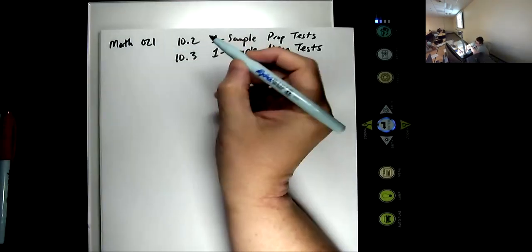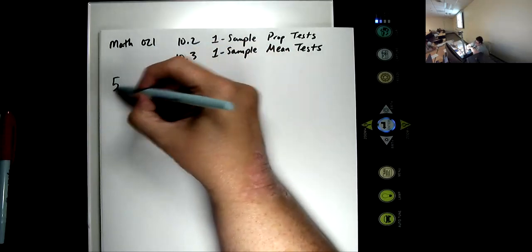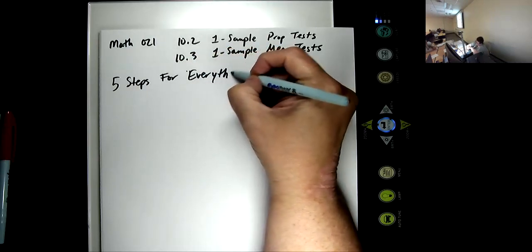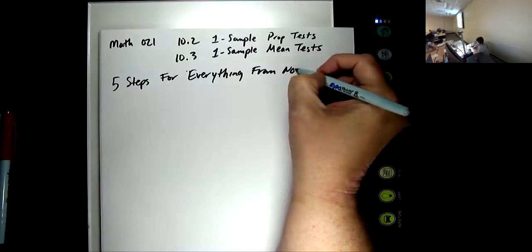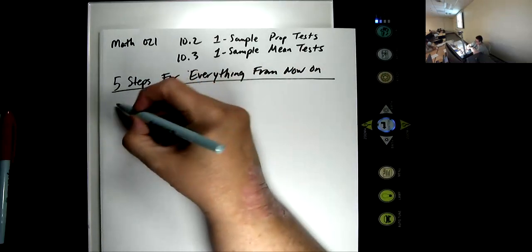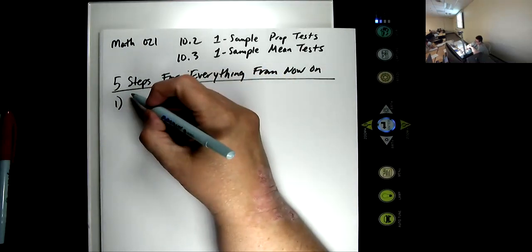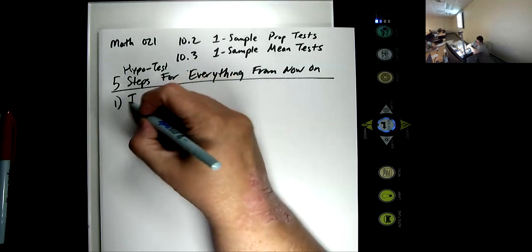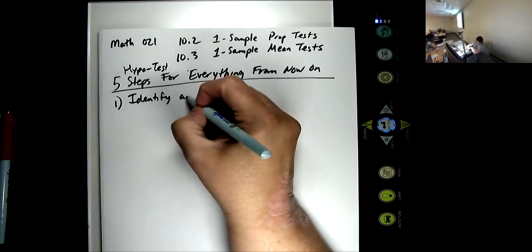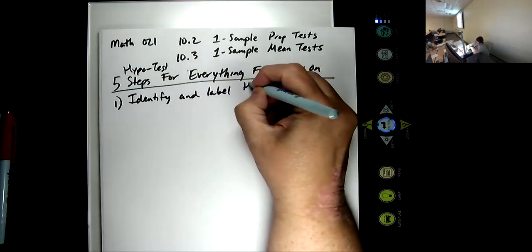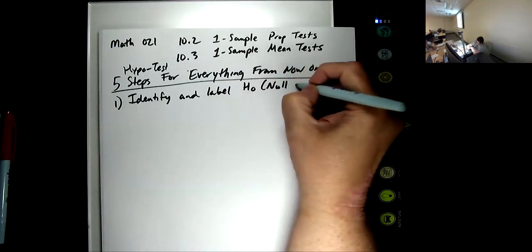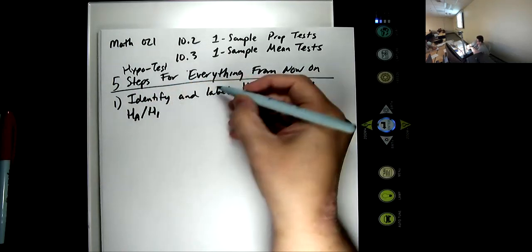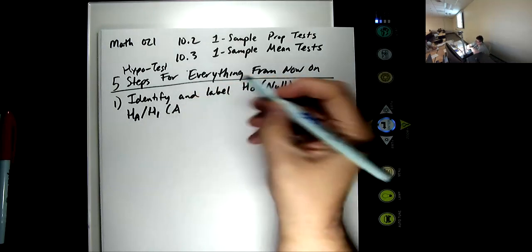Every test that we do from now on has 5 steps. Well, these are the 5 steps of hypothesis testing. Step 1 is identify and label H naught, the null hypothesis, and HA or H1, depending on what thing you're reading, the alternate hypothesis.